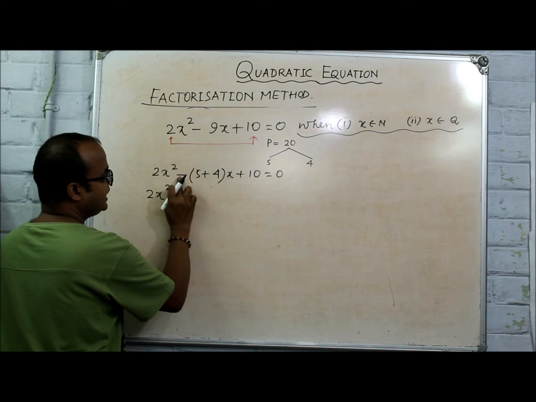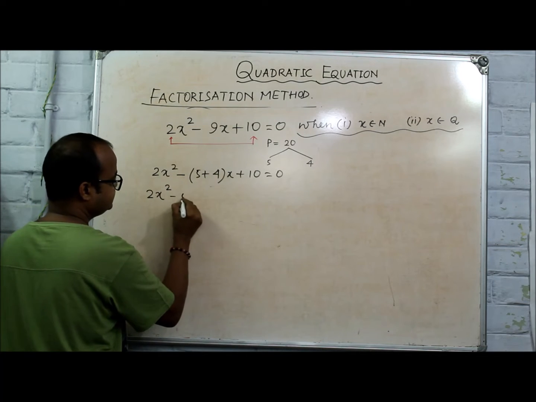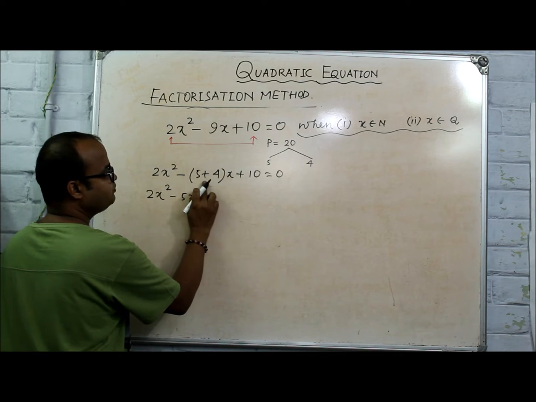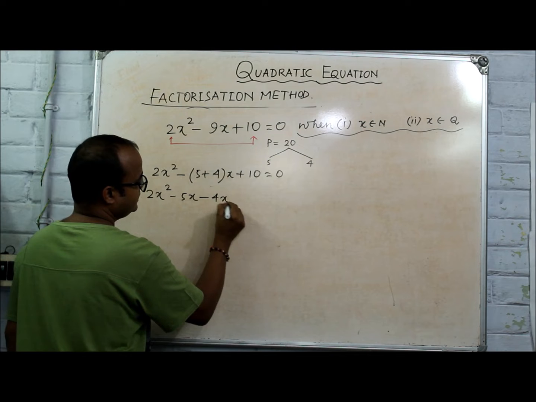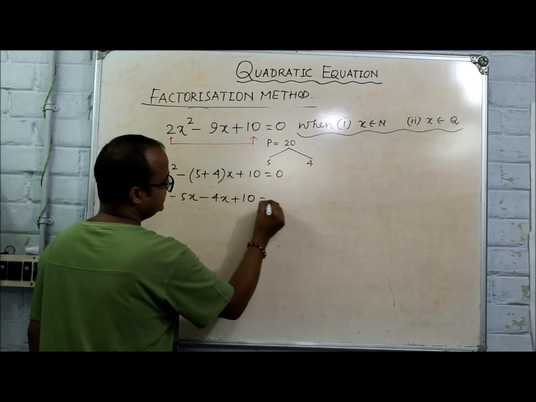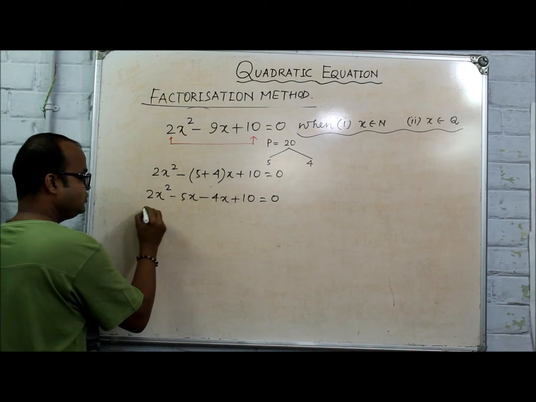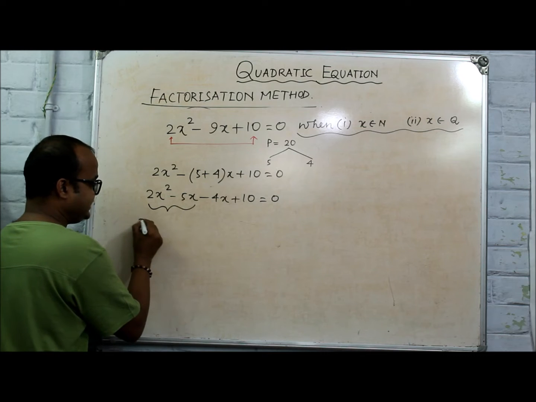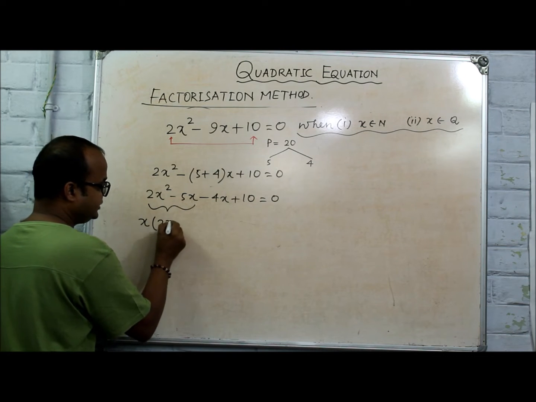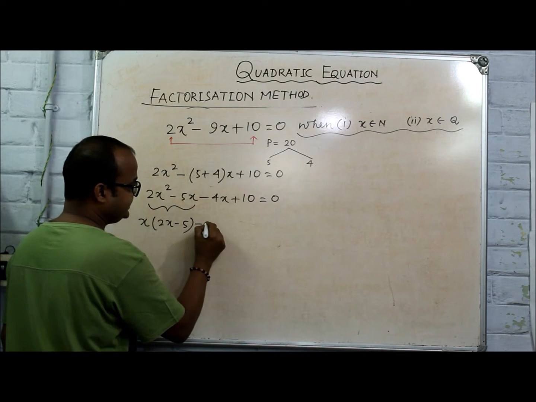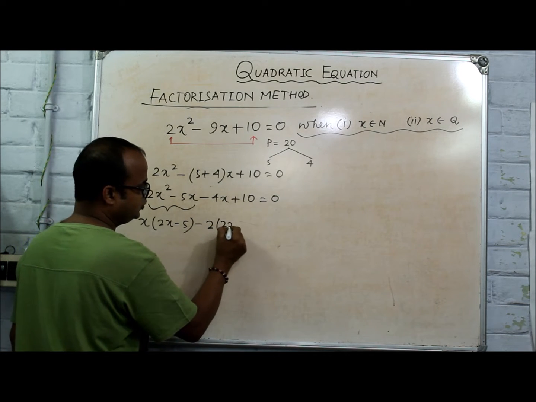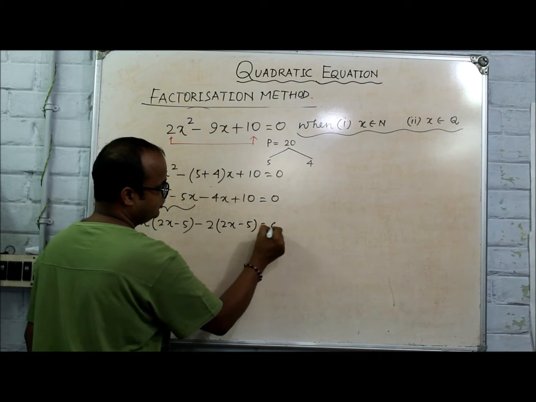2x square minus 5x minus 4x plus 10 is equal to 0. From the first two we can take x common, so we'll get 2x minus 5, and from the last two we can take 2 common, so we'll get 2x minus 5 is equal to 0.